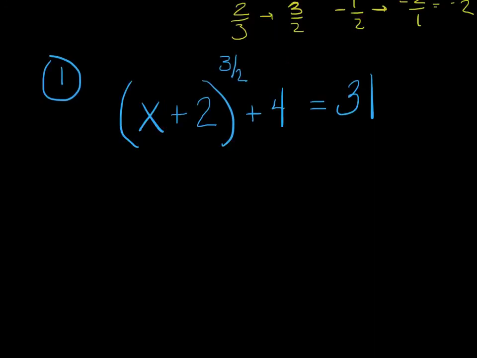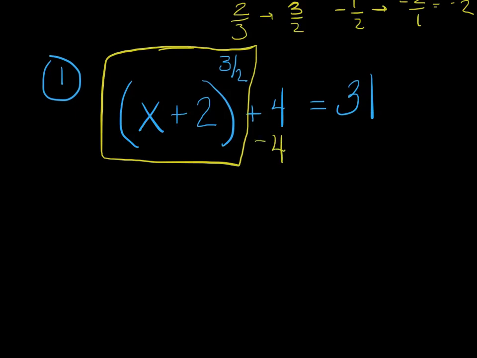Alright, so here's a fractional exponent equation. So first, I want to isolate this fractional exponent and who it's attached to. And you'll notice I'll just box around. That exponent's only attached to this piece. So the first thing I got to kick to the curb is that number 4. And I'm just going to subtract it from both sides. So I have the quantity x plus 2 to the 3/2 equals 27.